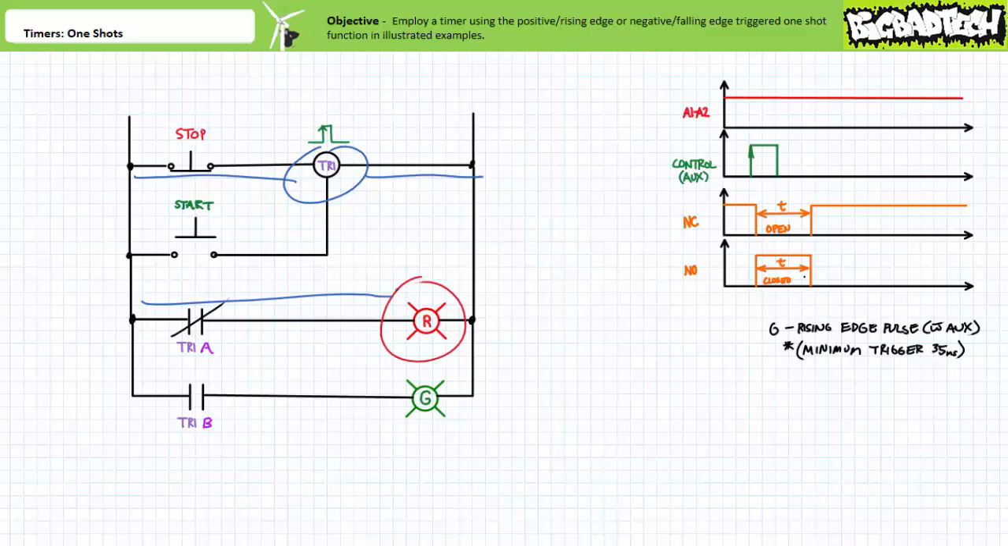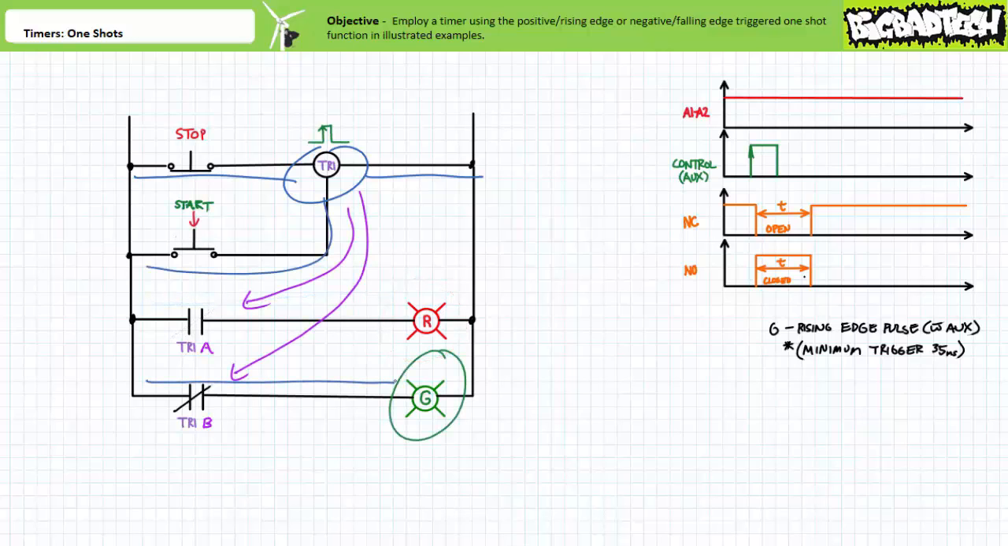Before we move on to the next example, consider the utility of the stop button in rung 1. If an operator pressed start, the one-shot function is triggered and contacts TR1A and TR1B executing the positive edge triggered one-shot function immediately change states. Even if the operator released the start button, the timer would already have started its 5-second countdown.